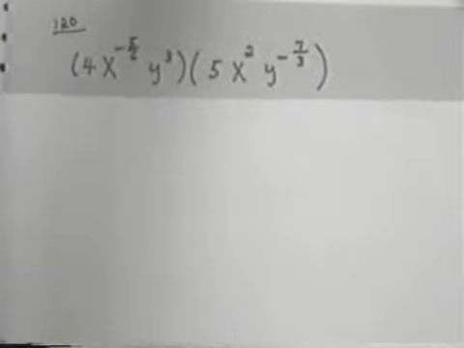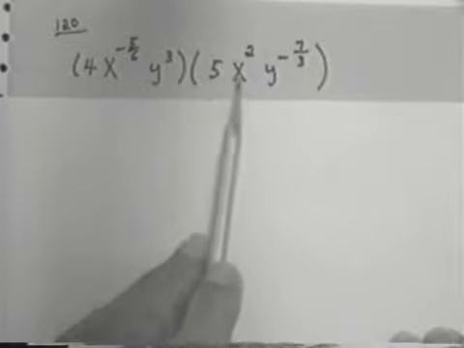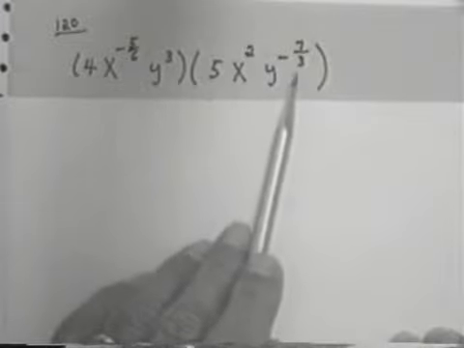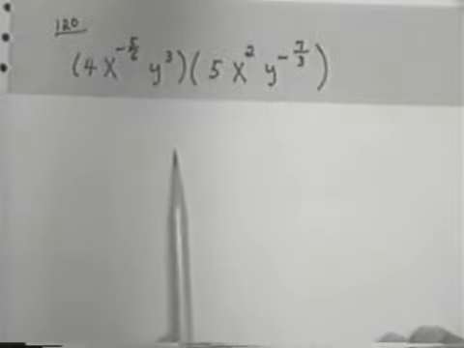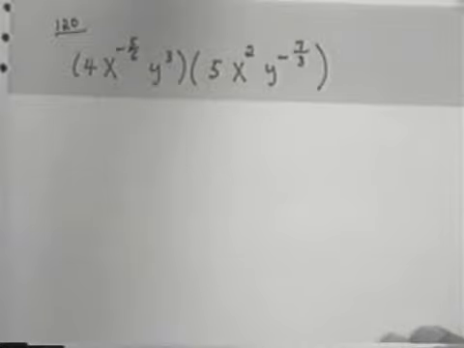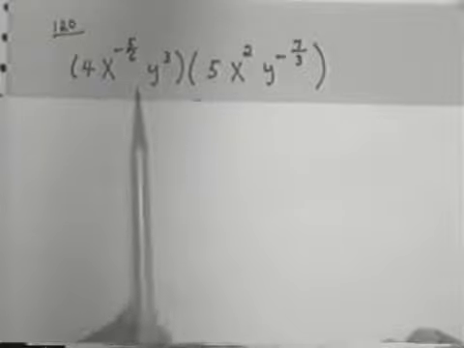Another example, let's look at 4x to the negative 5/6 y cubed times 5x squared y to the negative 7/3. Everything is multiplication, so since everything is multiplication, I can regroup and reorder any way I want to. Well, I want to group the 4 and the 5 together.